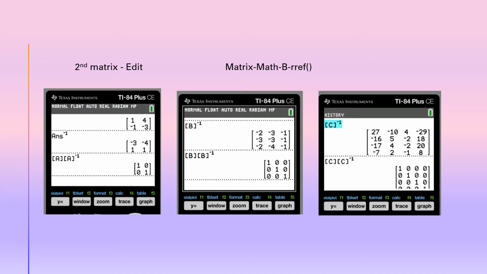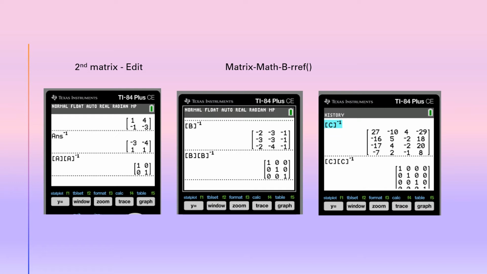Then, in order to find the inverse of this matrix, let us take that matrix A and use the key X inverse to get the inverse of a matrix. The X inverse key is just below math. So using that key, we can find the inverse of the matrix, which is -3, -4, 1, 1.